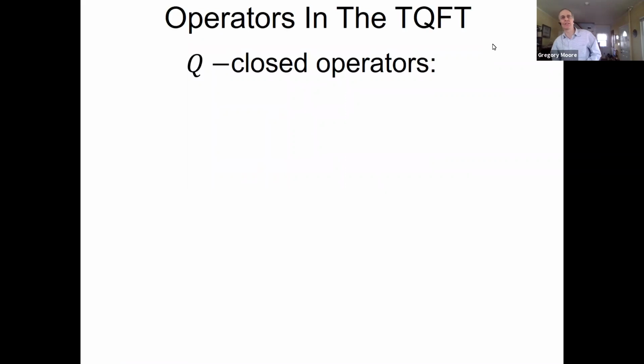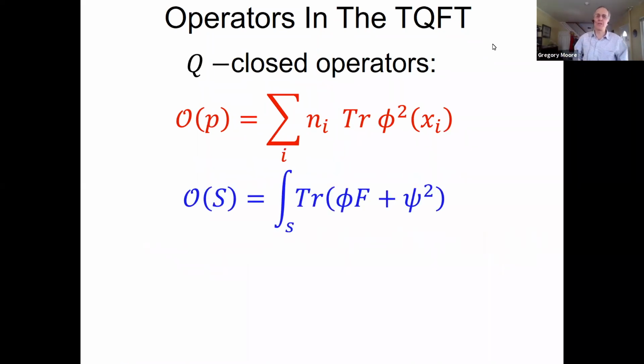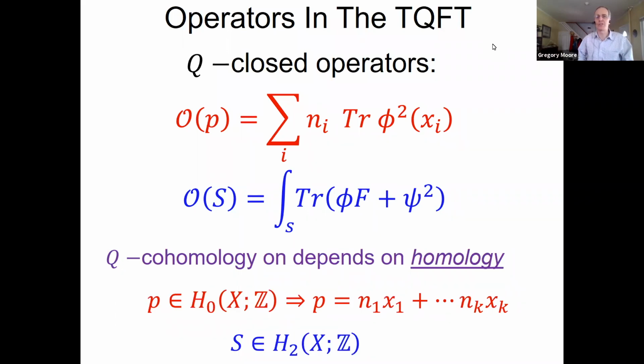This theory also has Q closed operators. So we have operators associated with points. If phi is the vector multiplet scalar field, so it's adjoint valued, we can insert that at points. We can sum over points. If we have a surface, we can integrate over the surface of trace of phi times F. These turn out to be Q closed. And not only that, the Q cohomology class of these things only depends on the homology of your sum of points or your surface.